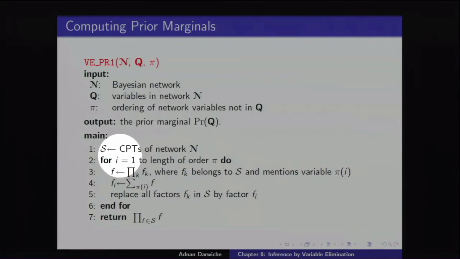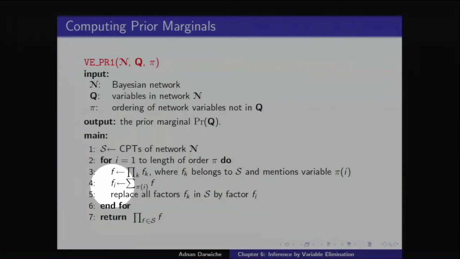For i equals 1 to the length of the order pi, I am collecting all the factors that belong to the set and that mention this particular variable that I'm about to eliminate. Right? I take their product, and I sum out that variable. What do I get? This f sub i. And then I replace all the factors f_k in S by it, just what we talked about. Why are we putting it here? Because now we're going to reason about the complexity. And then I'm done, right? And what's going to happen when this loop finishes?